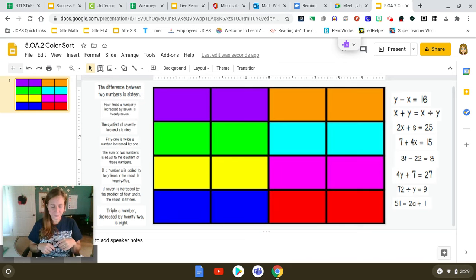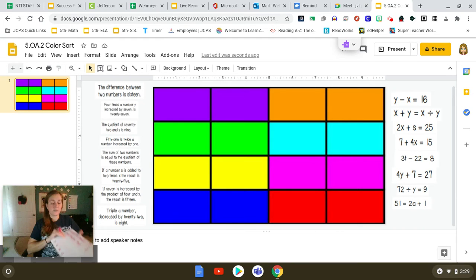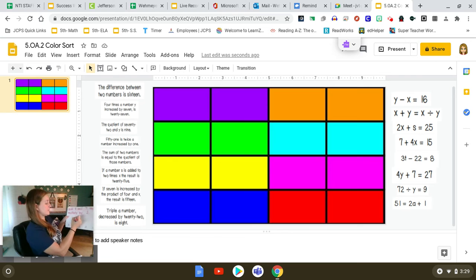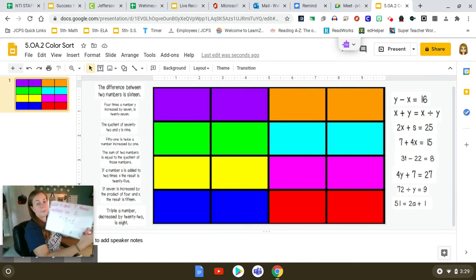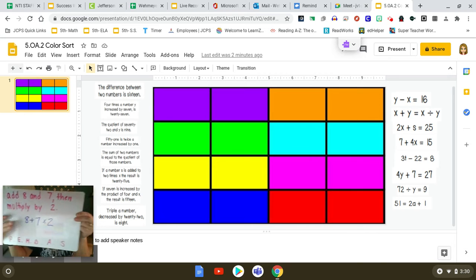in words. So if I give you the example, add 8 and 7, then multiply by 2. Now, in order to interpret this expression into numerical form, I have to refer back to my order of operations, because it would be really easy for me just to simply say, oh, add 8 and 7. So I know that that's 8 plus 7. Oh, and then all I got to do is multiply by 2.